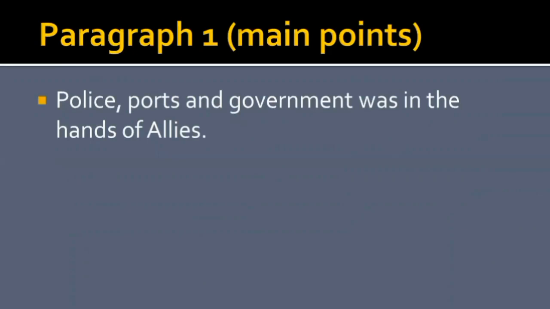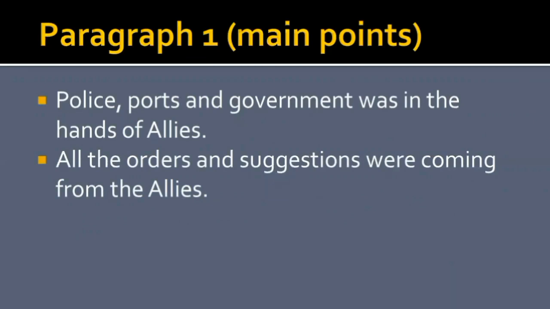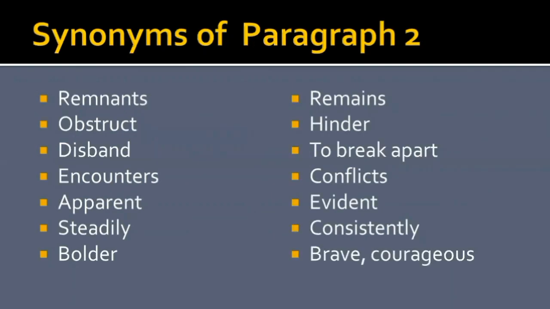Police, ports, and government were in the hands of the Allies practically. All the orders and suggestions were coming from the Allies. Turkey was completely in the hands of Allied forces. Now, coming towards the synonyms of paragraph 2, I will read out the paragraph and will tell you the synonyms of this paragraph.